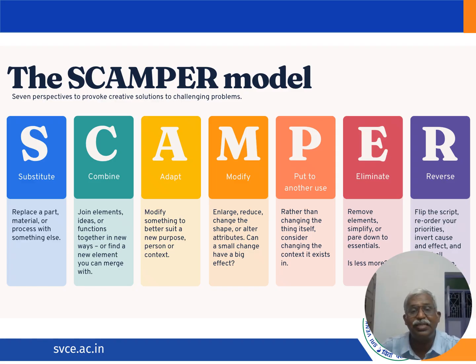So SCAMPER is an important tool for ideation: substitute, combine, adapt, modify, put to another use, eliminate, reverse. These are the definitions of each term in SCAMPER. With SCAMPER, we will gather more information for ideas. With that, we will reach the goal easily and can immediately start prototyping.